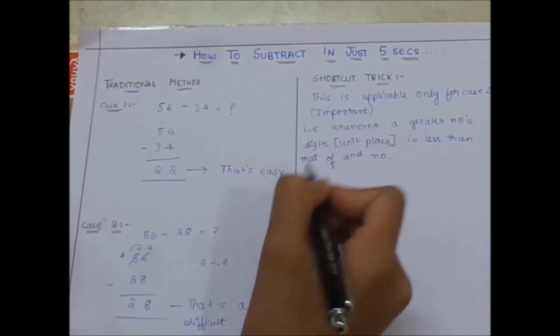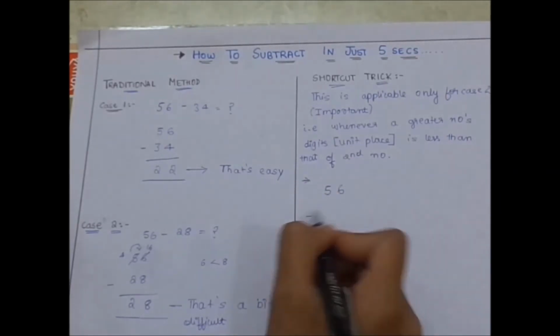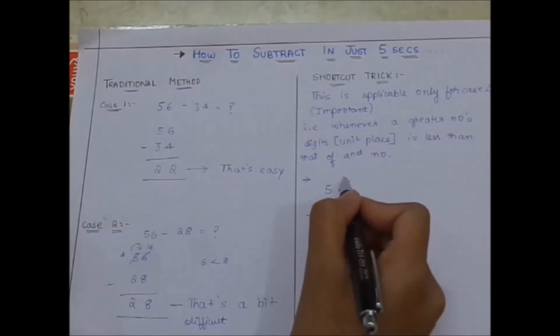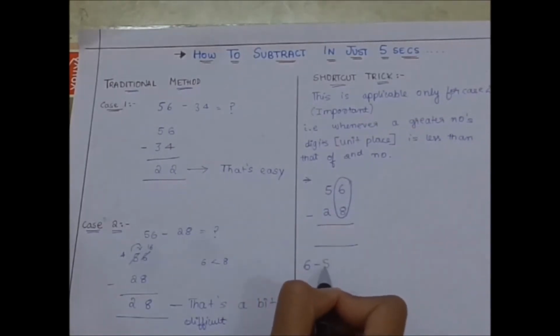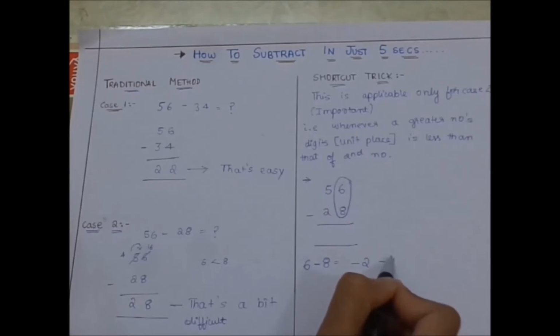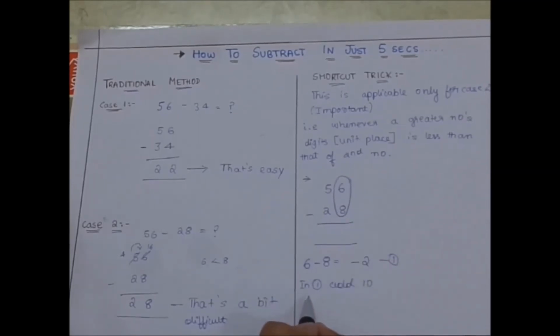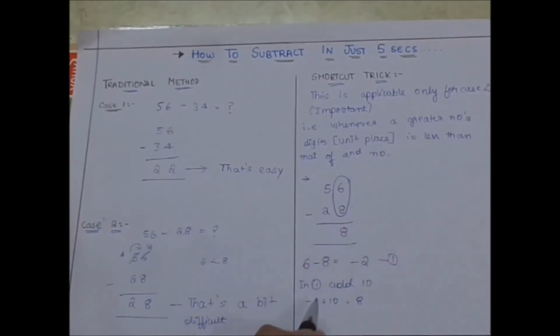So let us take the same example, that is 56 minus 28. Let's write it in the same traditional method form, and our first step would be to subtract the unit digits. So we'll subtract 8 from 6, that is 6 minus 8. So we get minus 2, and we'll write this as equation 1. Anyhow, it's not necessary to write equation 1 if you are good at calculating in your brain. Then we'll add 10 to equation 1. So that will be minus 2 plus 10. So we know that we get 8, and we'll write it in the unit digit place.